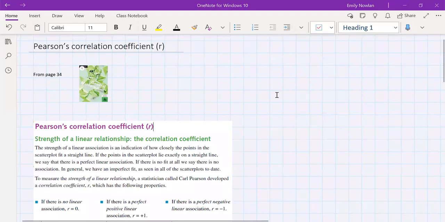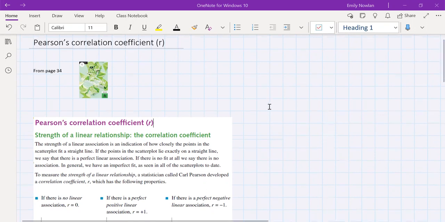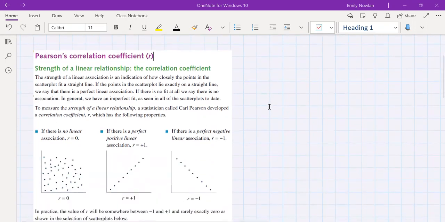Okay, next thing is the Pearson's correlation coefficient, also called little r. This is a way of giving the strength of the relationship an actual number, and this only applies to linear relationships. The strength of the linear association is an indication of how closely the points in the scatter plot fit the straight line.